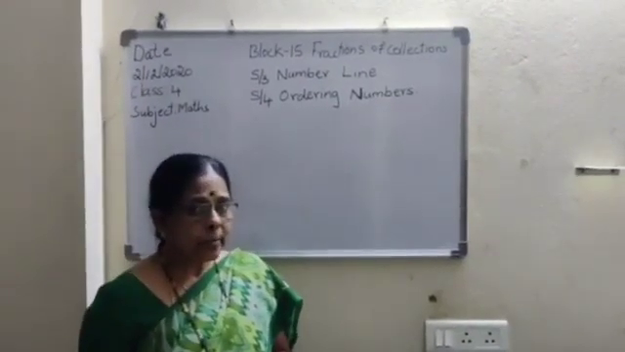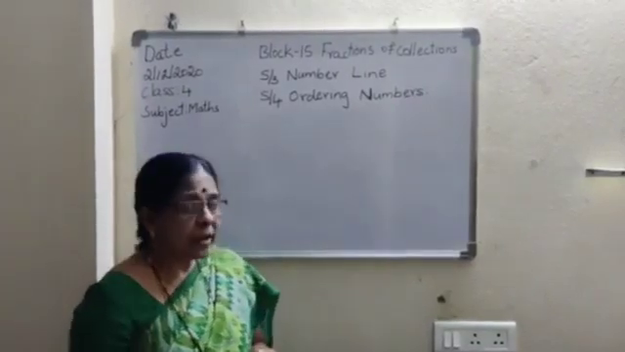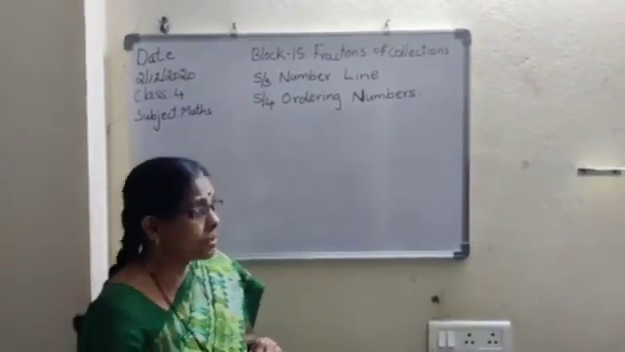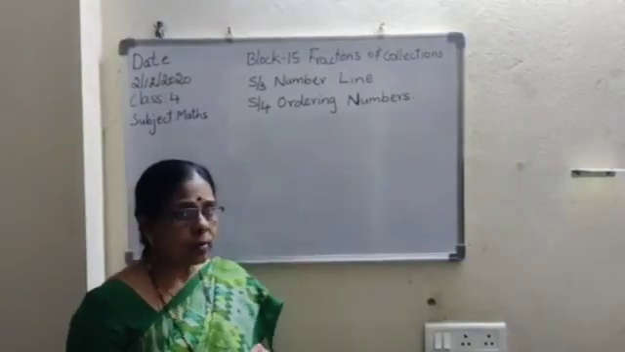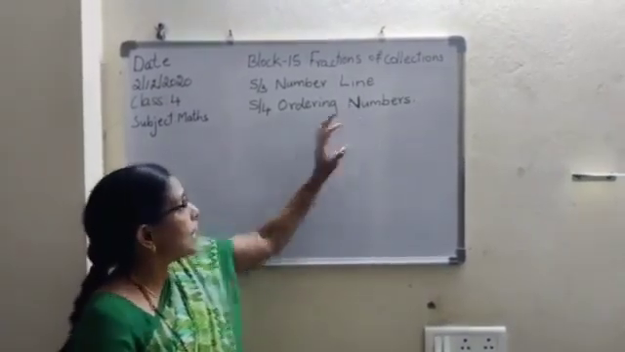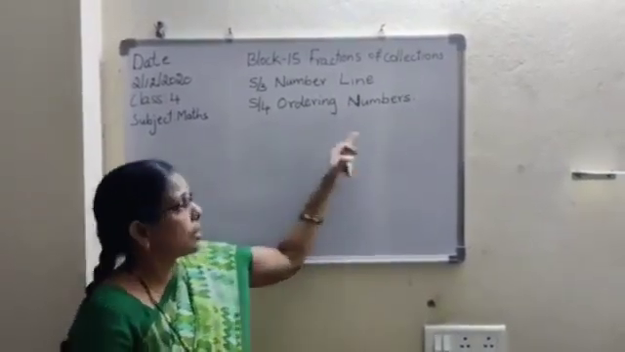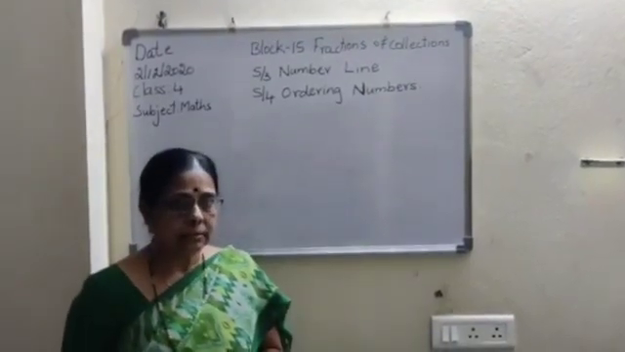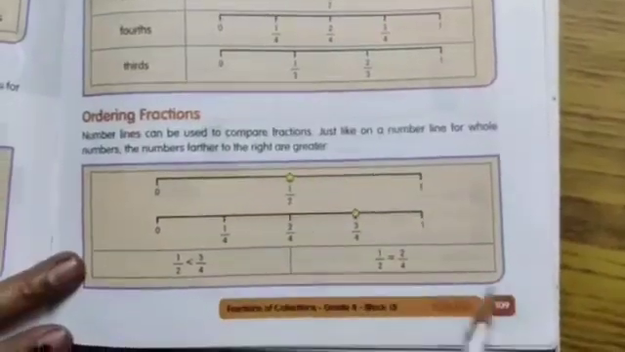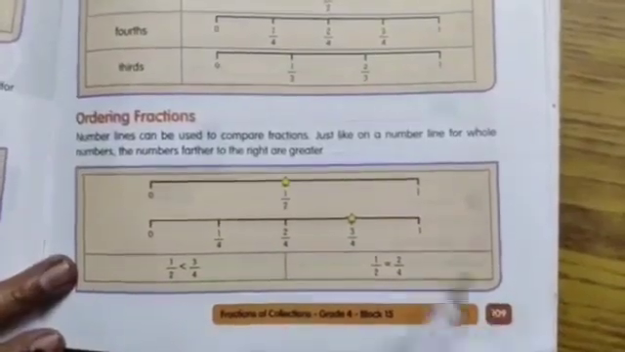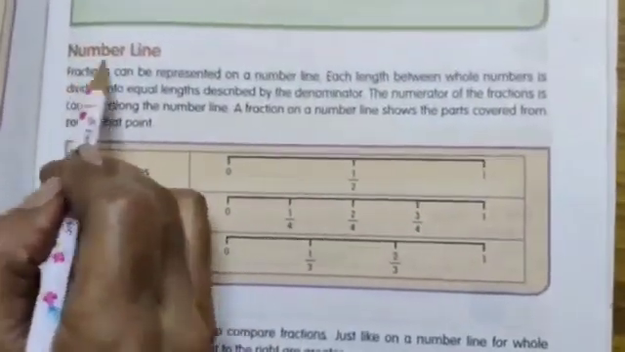Today I am going to explain in block 15, fractions of collections, S3 and S4. S3 is number line, S4 is ordering numbers. Take out your reader, page number 109, number line.